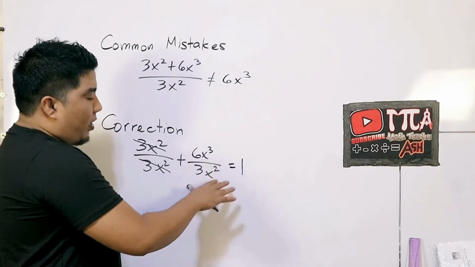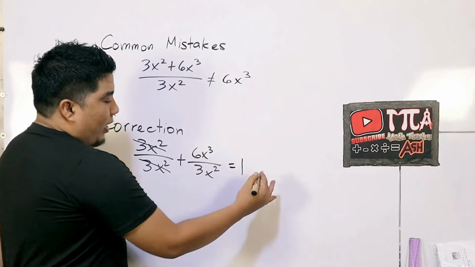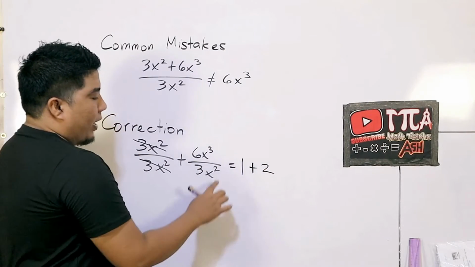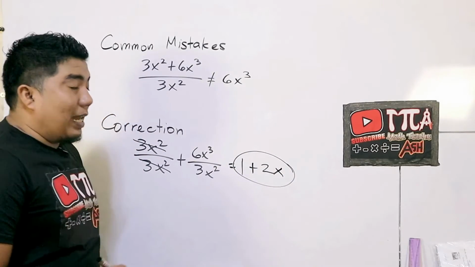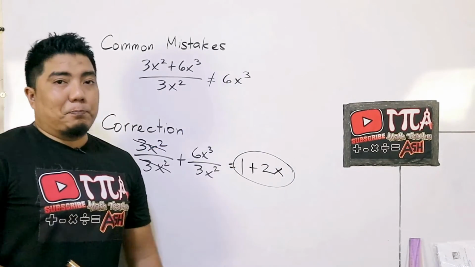Alright. Now, how about here? 6 divided by 3, that is 2. X cubed divided by x squared, that is x. So this will be your final answer and not this one.